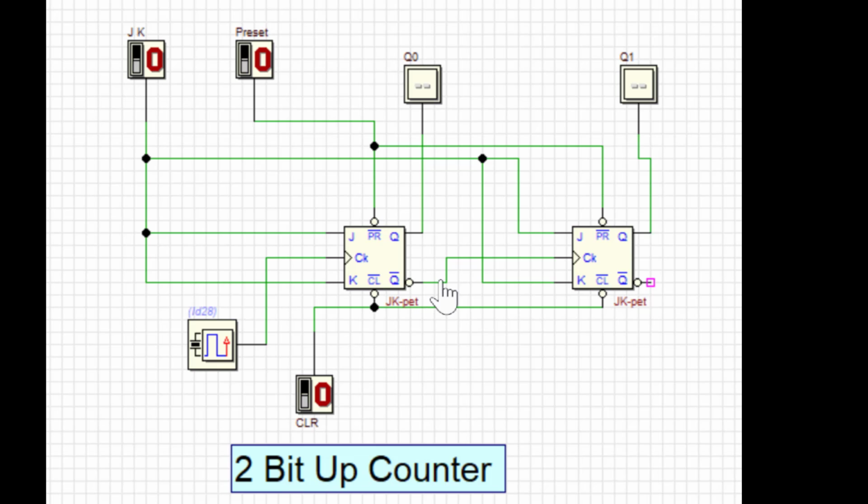If you look carefully here, my Q bar is connected as a clock to the second flip-flop. That means whenever Q goes from 1 to 0, your Q bar will move from 0 to 1. Whenever it goes from 0 to 1, this flip-flop will receive an active clock pulse and it will produce the desired output. Now we'll run the simulation.